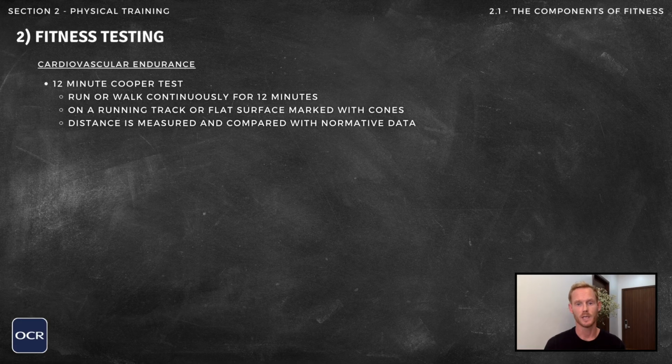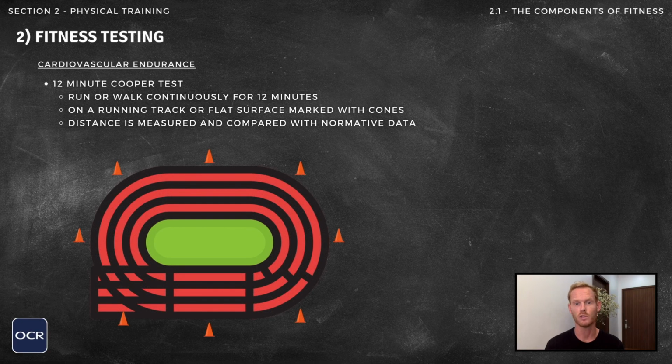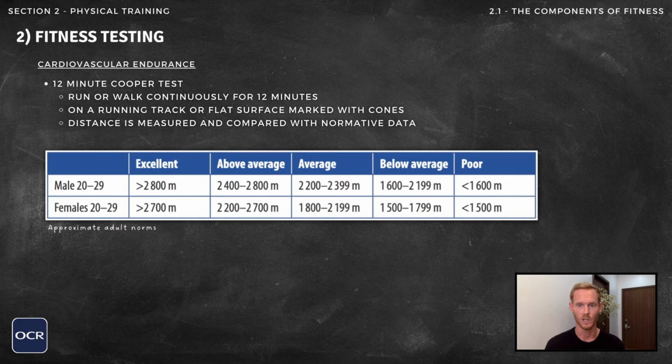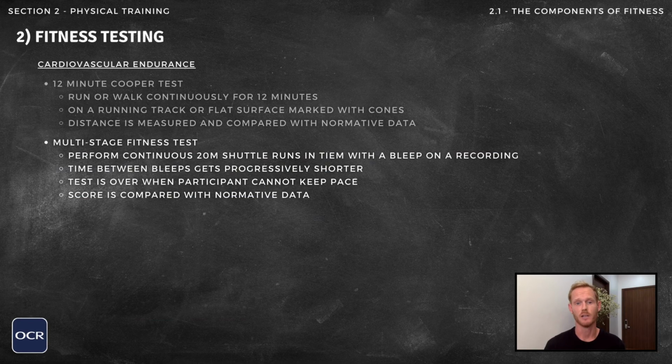The 12-minute Cooper test requires participants to run or walk continuously for 12 minutes on a running track with cones placed at regular intervals to measure the distance covered. After 12 minutes, distance is recorded and compared with normative data, which allows participants to judge their performance relative to broader averages.